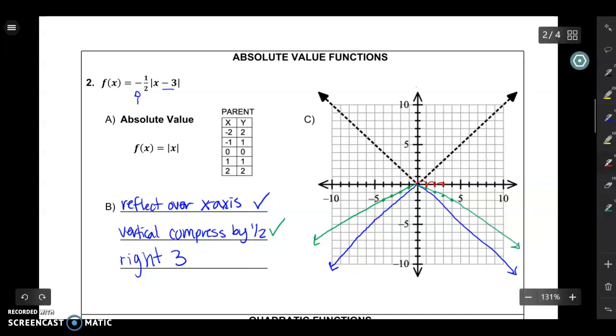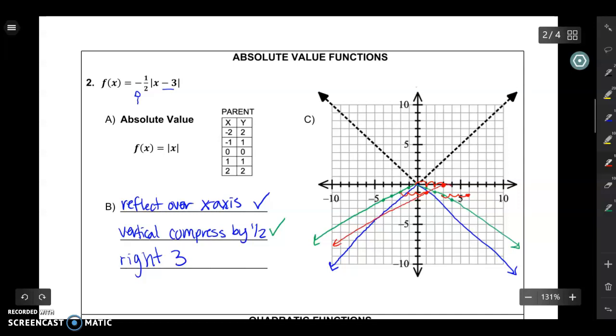So 1, 2, 3. And to be honest, I'm not concerned that you get these points perfectly correct. My concern is that you've got it mostly right. Okay, so I'm just going to shift some of these points. Let's see. 1, 2, 3. Okay.